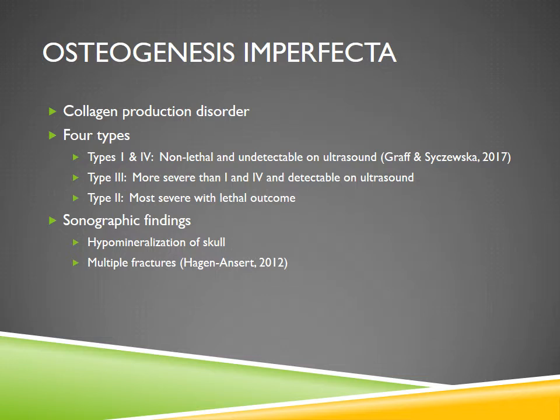Type 3 is more severe and detectable via ultrasound, but type 2 is the most severe, often resulting in fetal demise due to pulmonary hypoplasia. Sonographic findings of osteogenesis imperfecta type 2 include hypomineralization of the skull and multiple bone fractures.